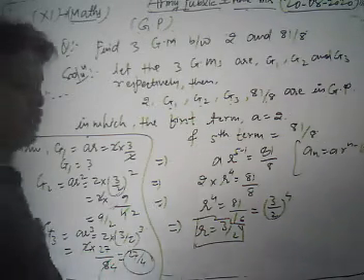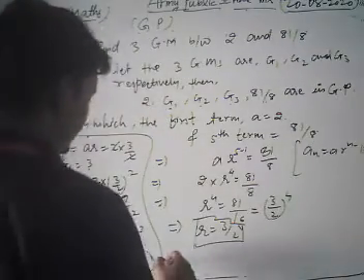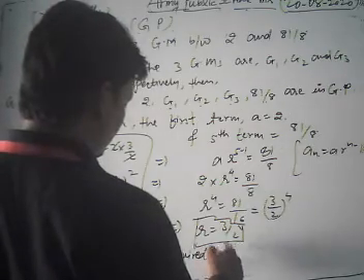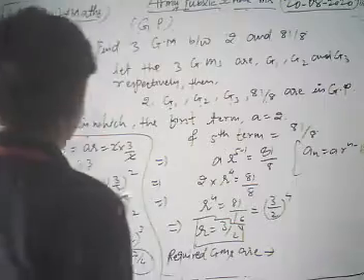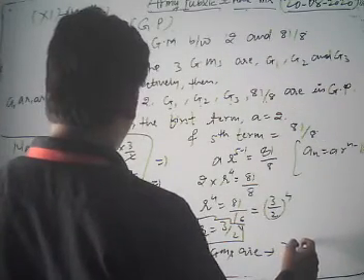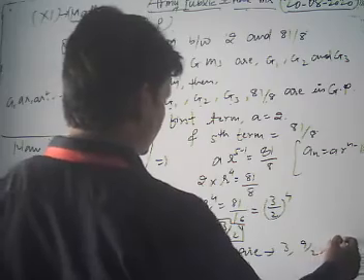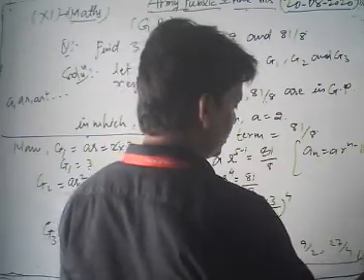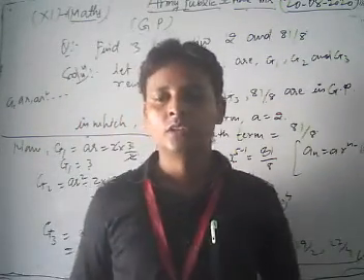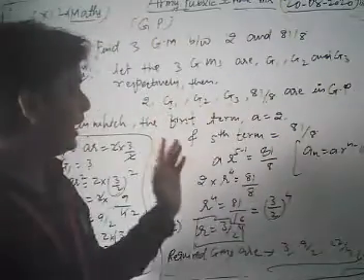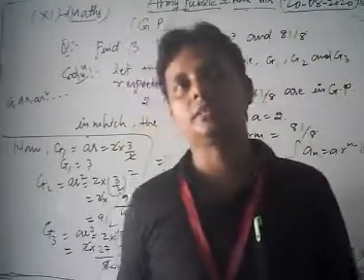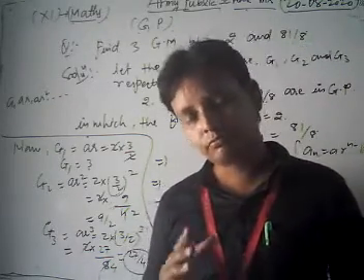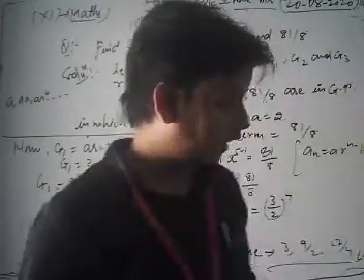So the required geometric means are 3, 9 by 2, 27 by 4. Yes, this is the right answer. So dear students, in this way we can find the n geometric means between two numbers. This is the concept for calculating the n geometric means between two numbers. Okay. Now let's see once more.